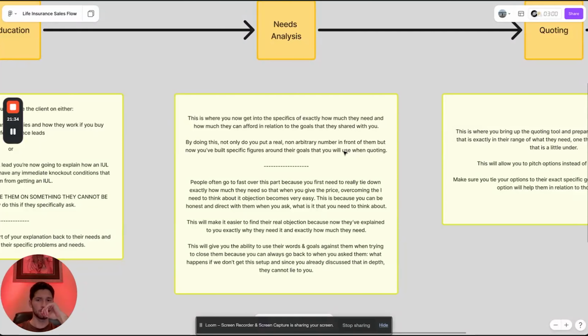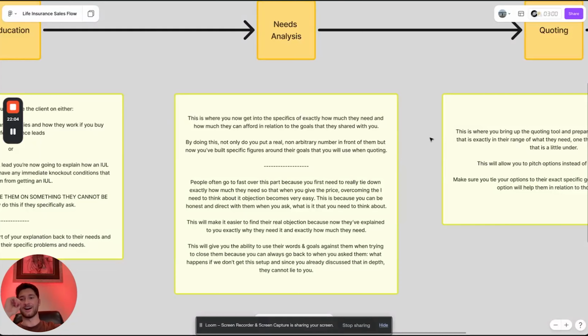Okay. So just like I said, this will give you the ability to use their words and goals against them. Just like I said, using the ammunition from before when trying to close them, because you can always go back to when you asked them, "What happens if we don't get this set up?" And since you already discussed that in depth, they cannot lie to you. And if they lie to you, you can call them on their bullshit. Okay. And they'll respect you even more for it most of the time. Maybe 1% of the time they'll hang up on you, but you don't want to sell them anyway.